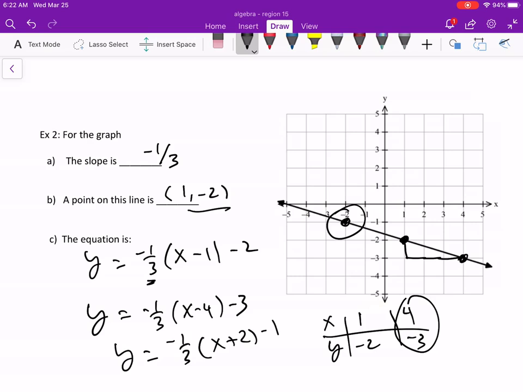Slope is one number. For the point, we need 2 numbers, so one of the numbers has to do with the x and the other with the y. And that's it for point slope for today.